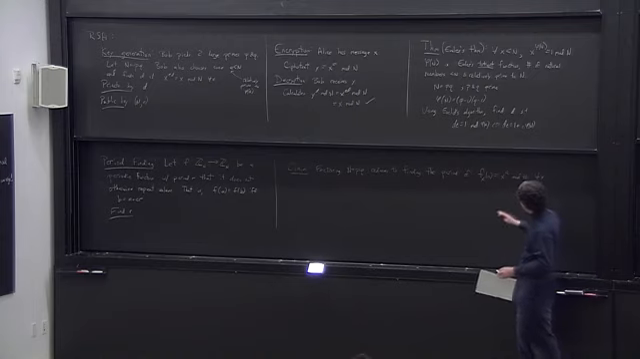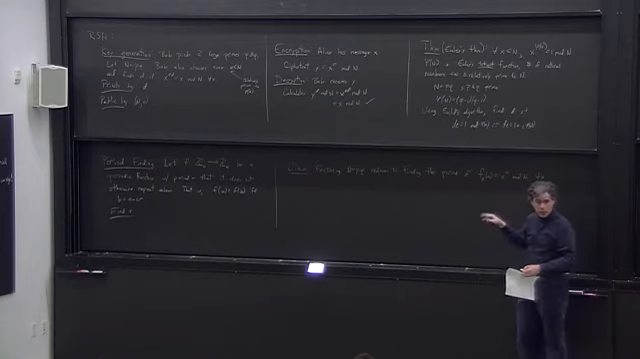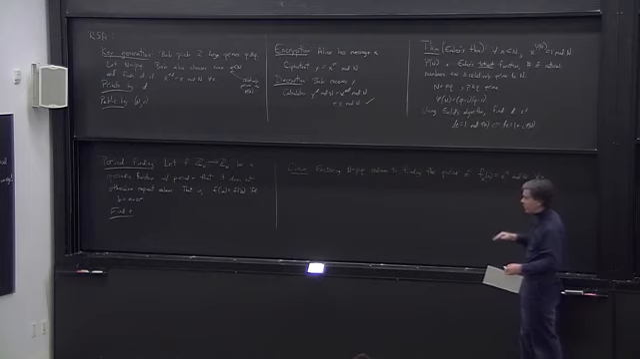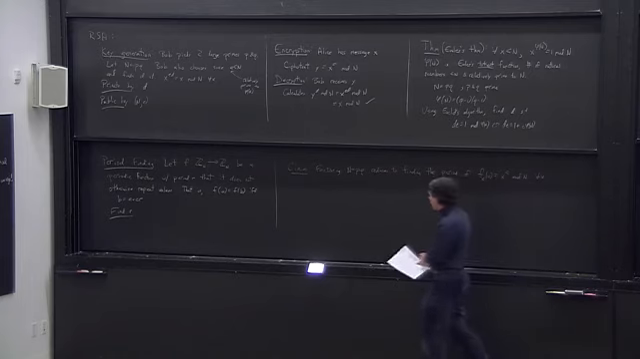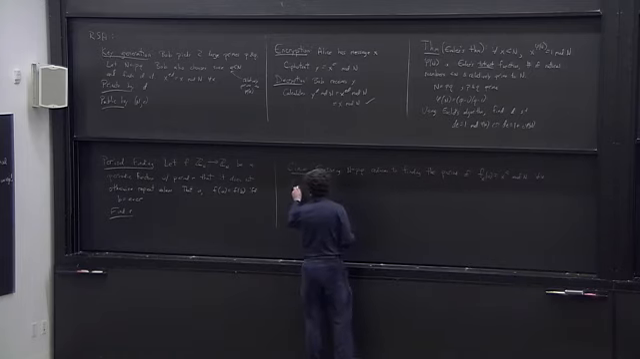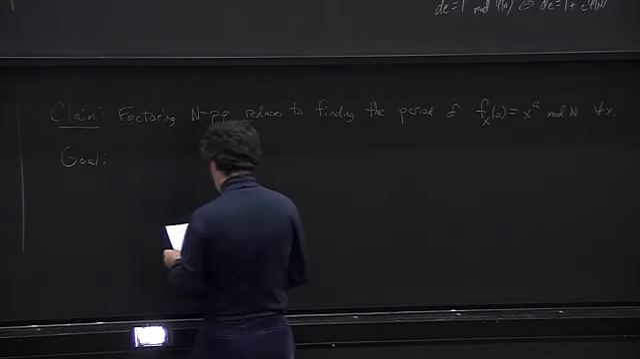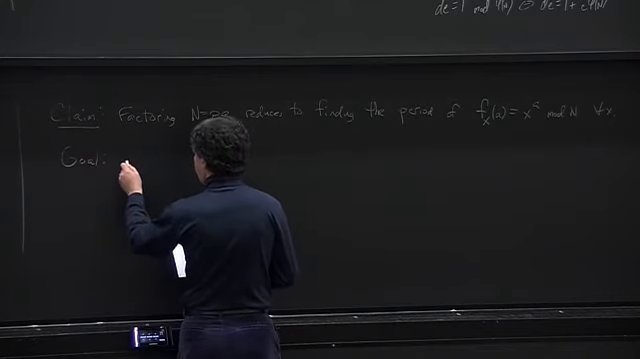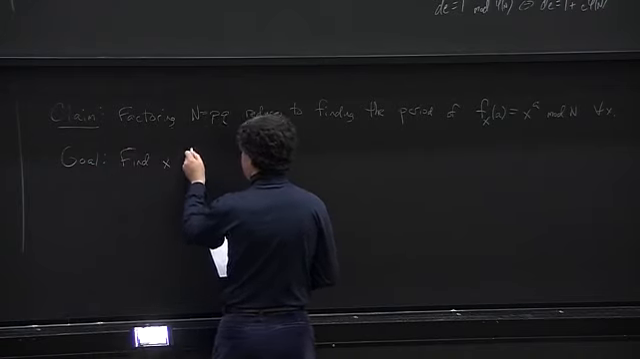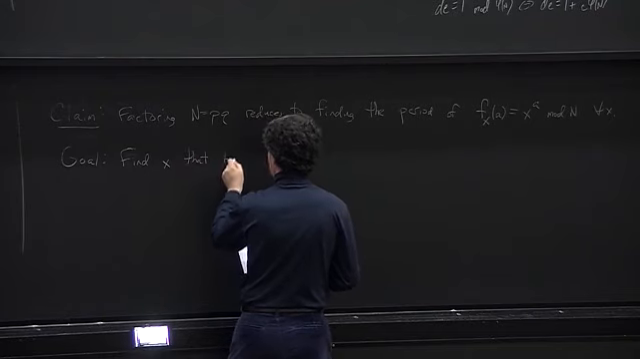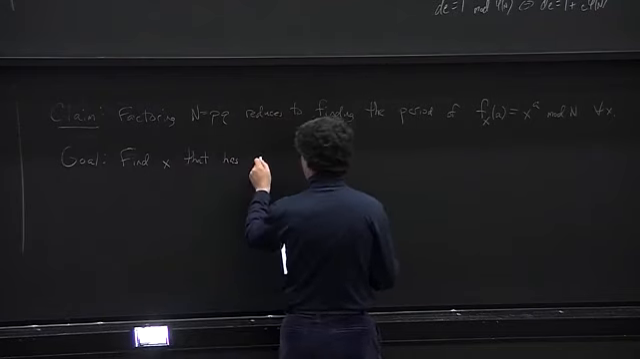It could be, of course, that it has a smaller period in some cases. Is that true? Actually, I'm not sure. But that's not exactly how the reduction goes, although it's close. So how are we going to do this? Well, our goal is to find x that has even order.